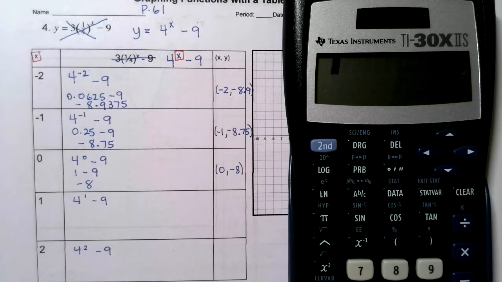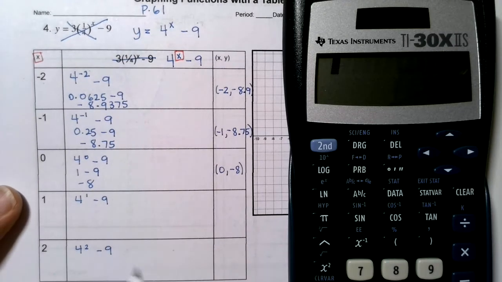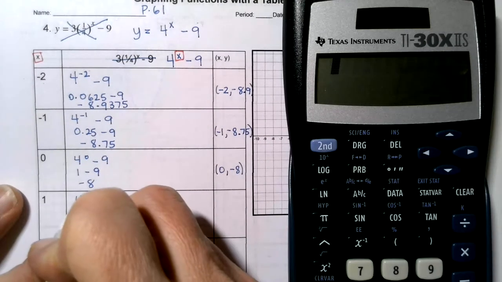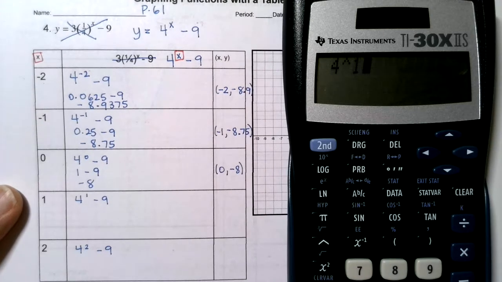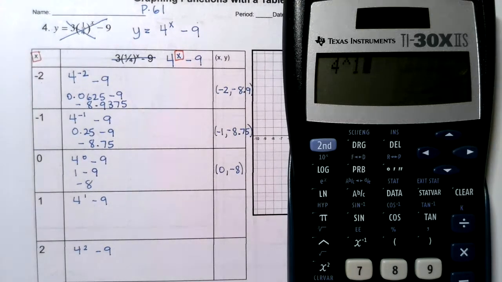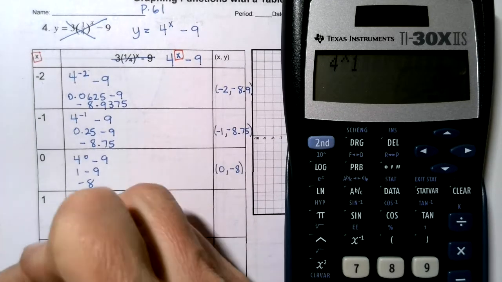For those of you that want to watch the step-by-step, you can view now. If you don't want to, you can skip ahead to just check your answer. 4 to the first power, again, you can type that in, or you can know 4 multiplied just one time is just 4.